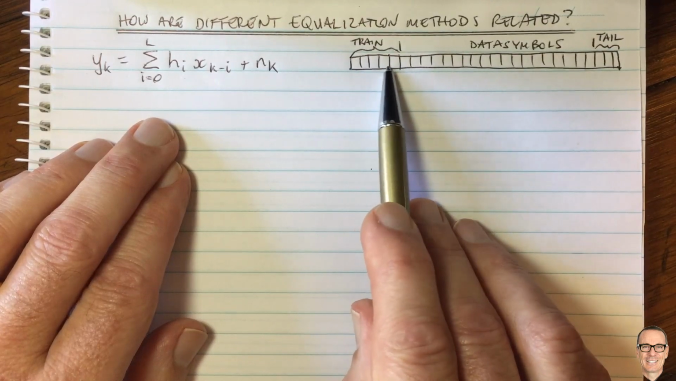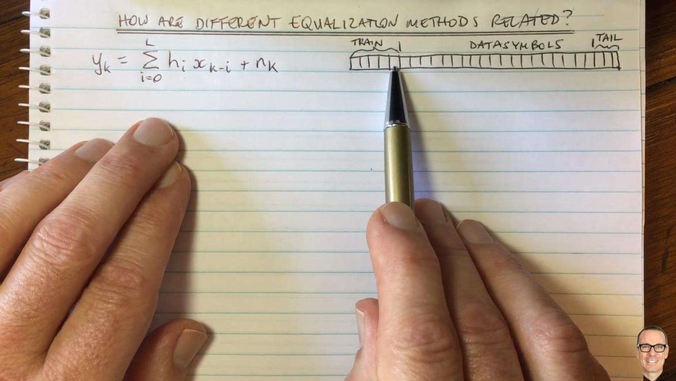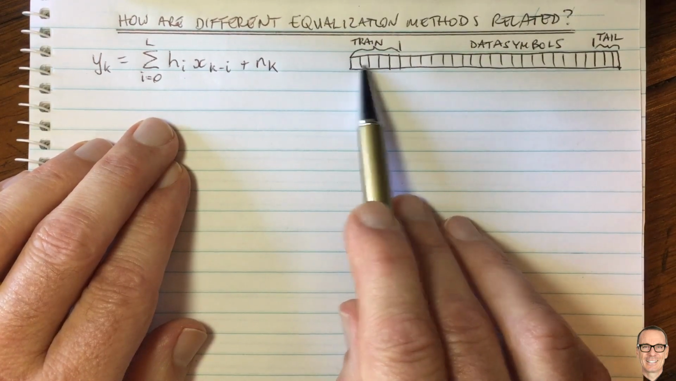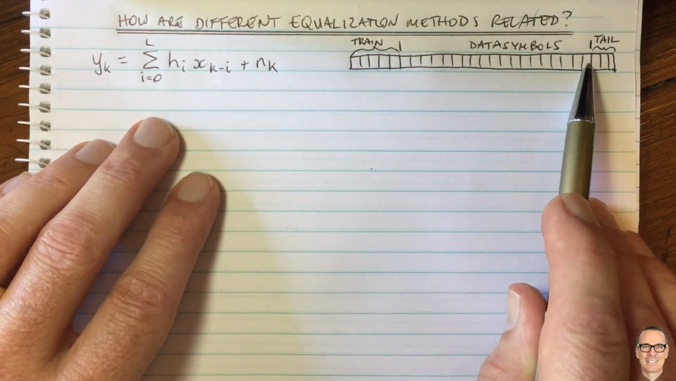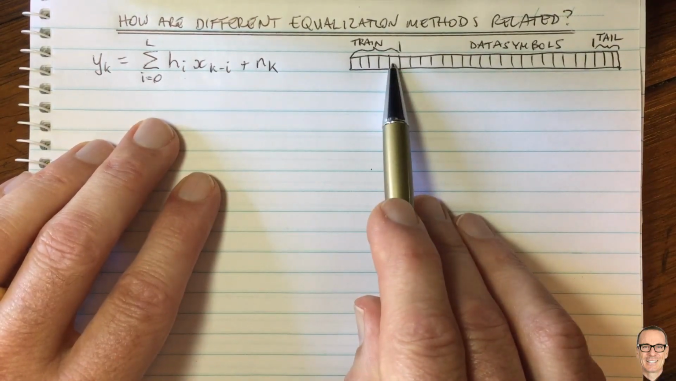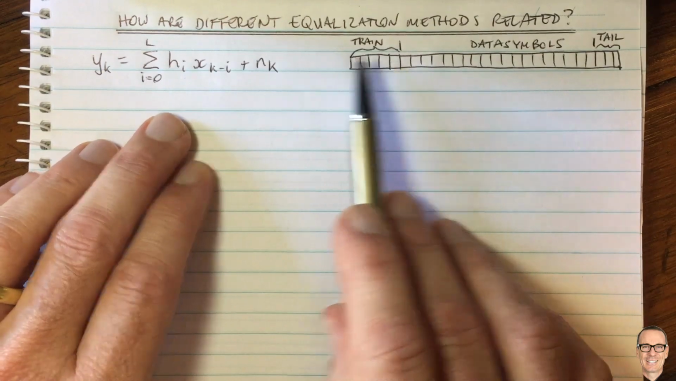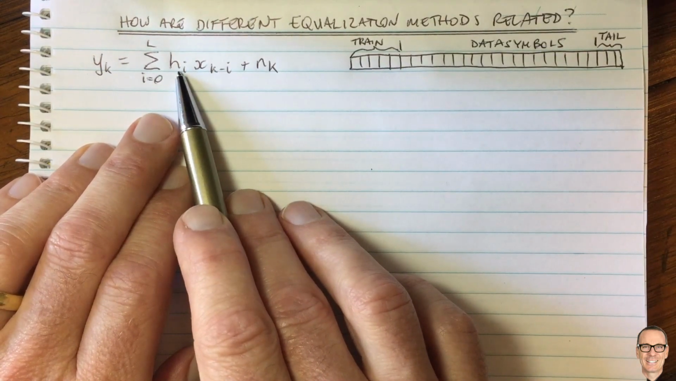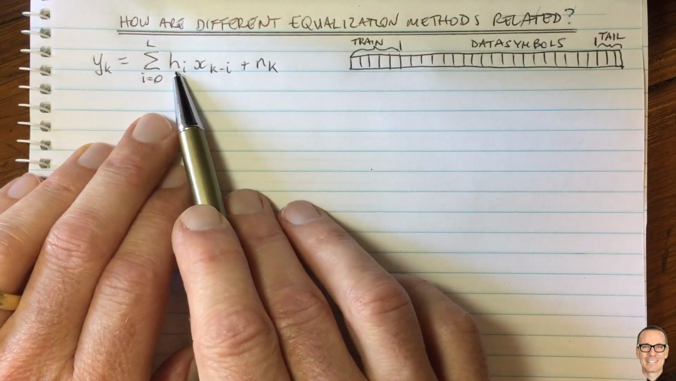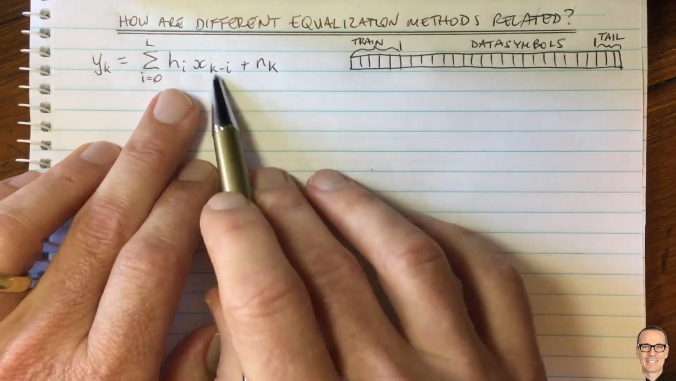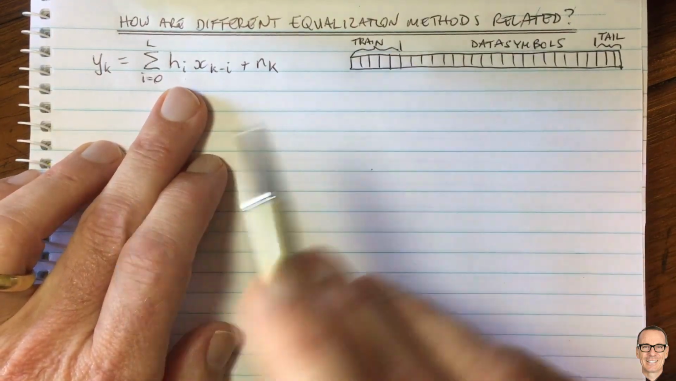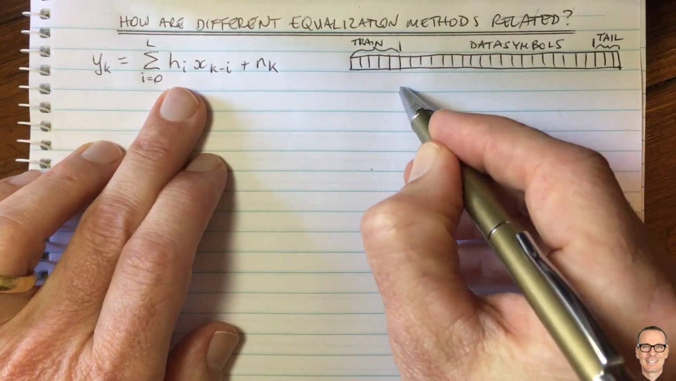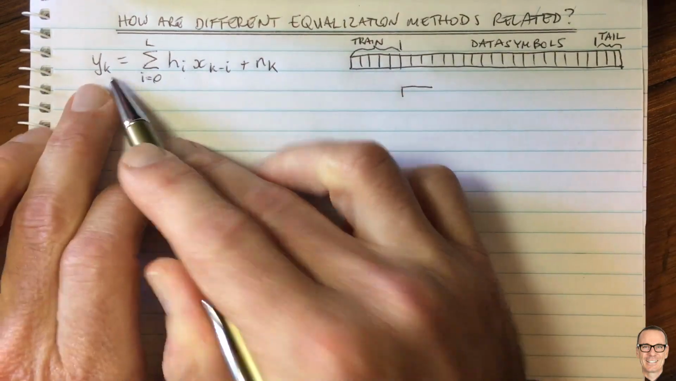So at the start, there are some symbols sent which the receiver knows about. It knows what those symbols are. It doesn't know what the data symbols are, but it knows what the training symbols are. And so these training symbols are used to estimate the values of H. And that's covered in other videos on the channel.